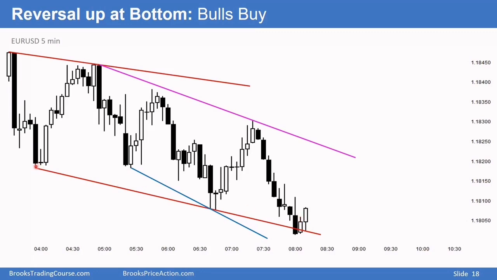You can argue again that it's a possible wedge. 1, 2, and 3. So reasonable to get out above this bar. Aggressive bulls will buy on this reversal up, especially since it's the 3rd reversal up near the bottom of the channel.